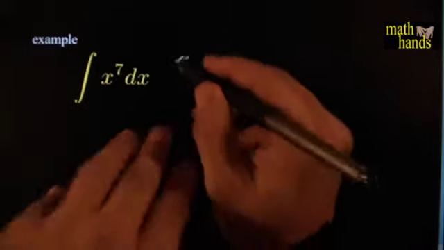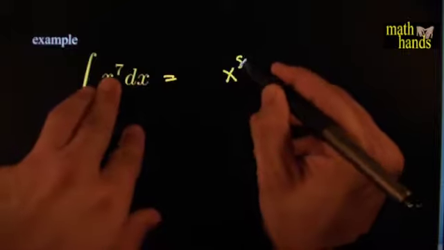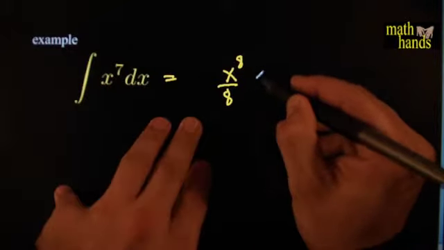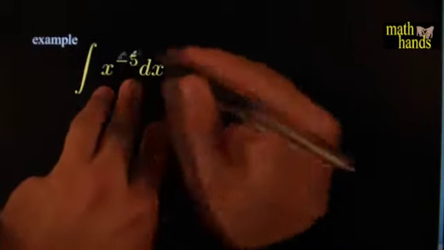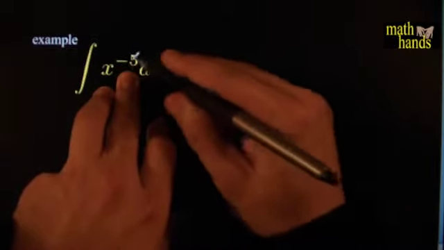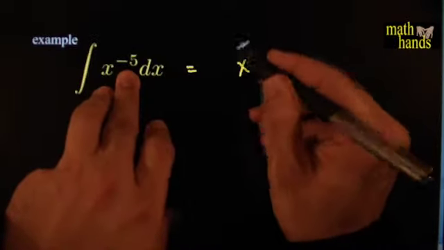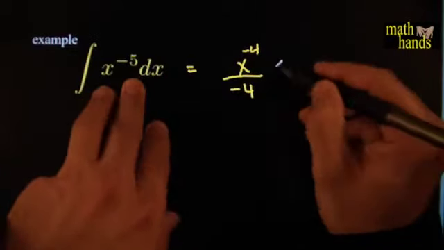Want to see it again? Let's do it again. If you have x to the 7th, what you would do is you add 1 to it, x to the 8, and then divide by the new 8, and then add a constant. See that? X to the negative 5. It doesn't matter if the exponent is negative, as long as it's a constant, just a plain constant. You can play this game all day long. You do negative 5, you add 1 to it, that would give you negative 4, and you divide by the new one, and you add a c.